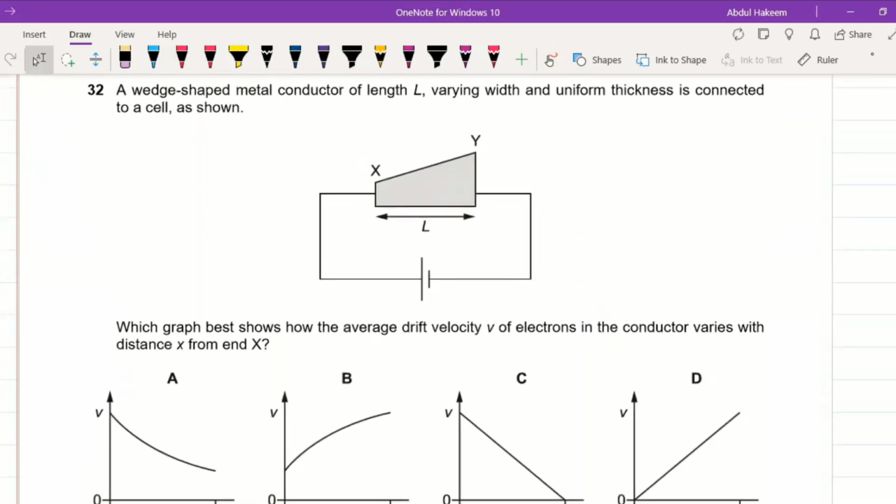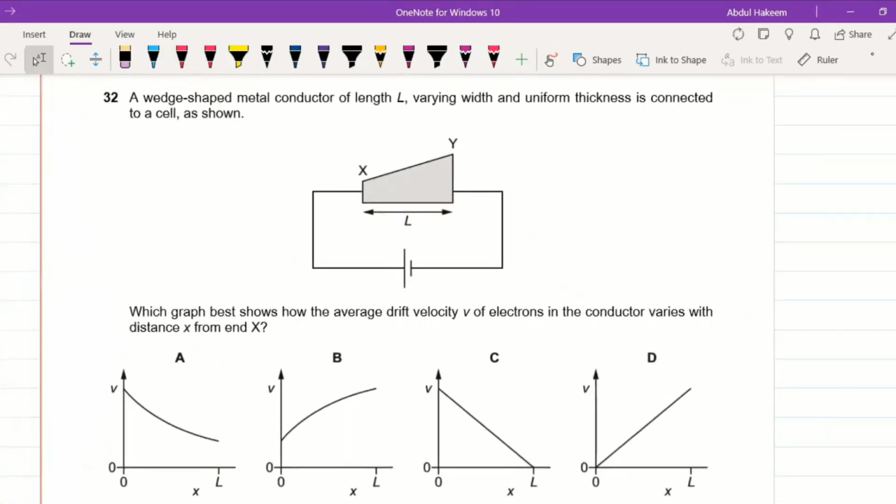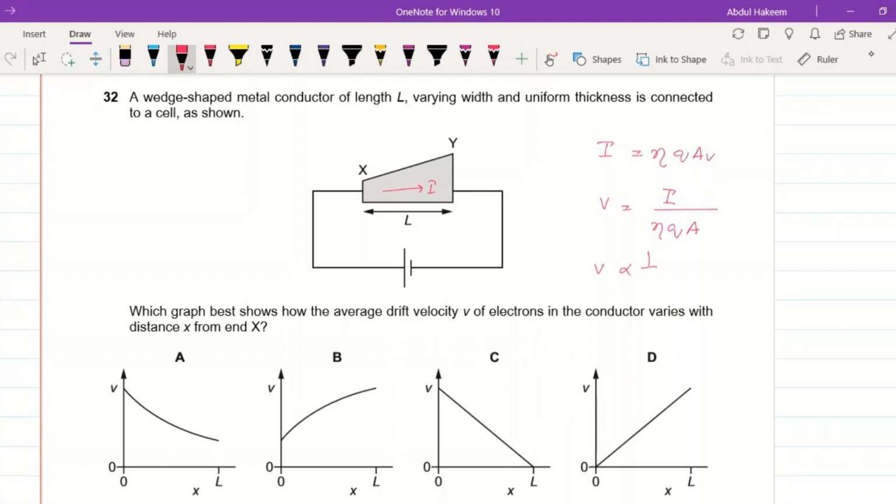32, a wedge-shaped metal conductor of the length L, varying width and the uniform thickness, is connected to the cell. Which graph best shows how the average drift velocity of the electron in the conductor varies with its slope? The current remains same. And I is equal to, we have done that, it is number density n, Q, A, and v. Now the drift velocity, v is equal to I divided by n Q A. So v is inversely proportional to area, and the area depends on diameter square, so pi by 4 diameter square. So we can write v is inversely proportional to diameter square.